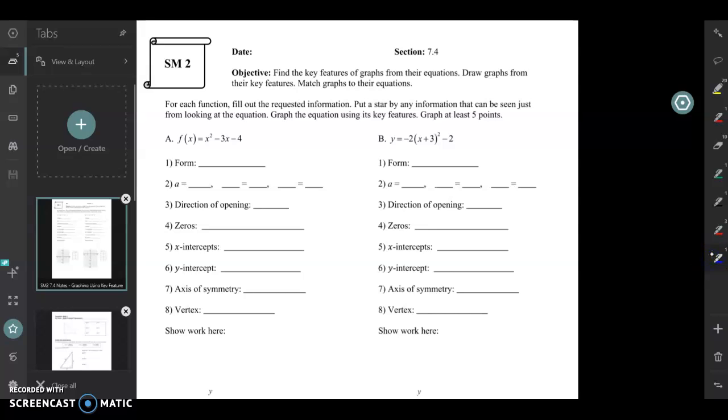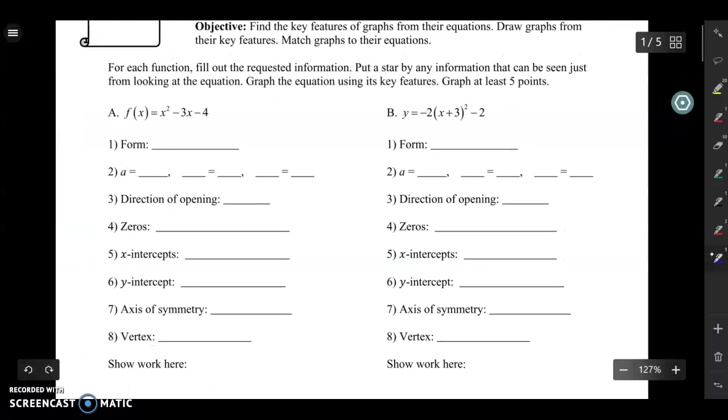In this video, we'll be using key features of a graph like the vertex, x-intercepts, and direction of opening to draw graphs of quadratics. So we're going to go through a couple examples where we identify a bunch of key features of an equation, of a function, and then we're going to sketch the graph of it. So let's start with example A.